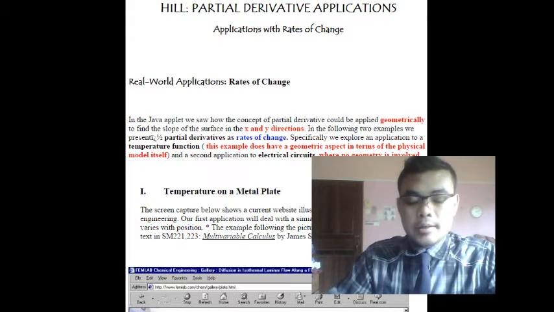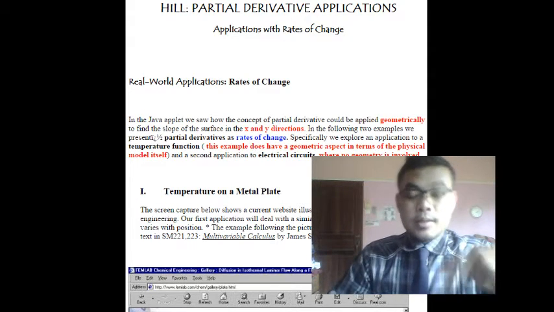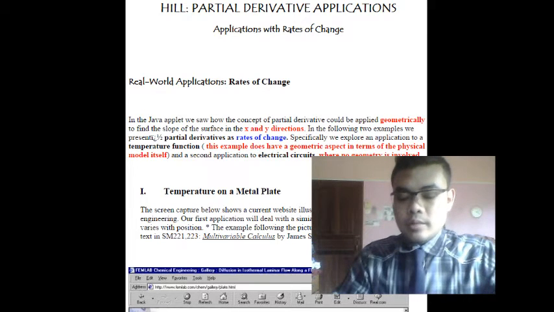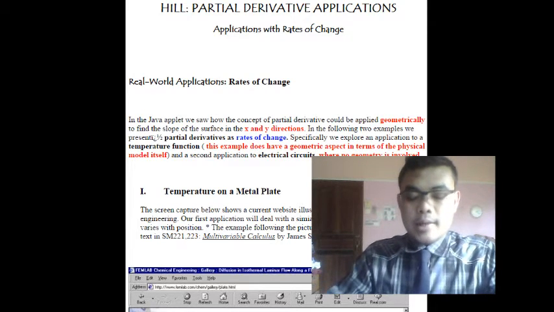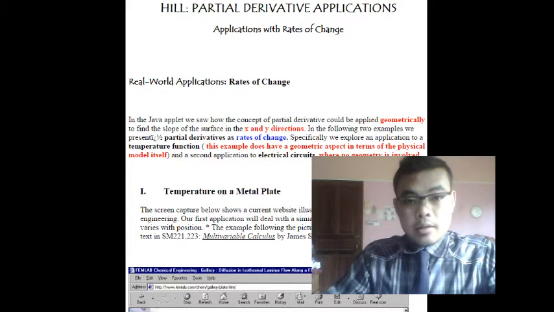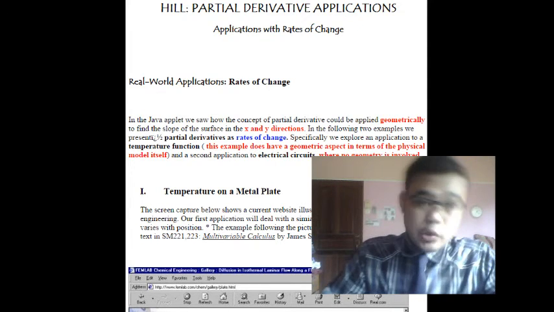In mathematics, a partial derivative of a function of several variables is its derivative with respect to one of those variables, with the others held constant, as opposed to the total derivative, in which all variables are allowed to vary. Partial derivatives are used in vector calculus and differential geometry.